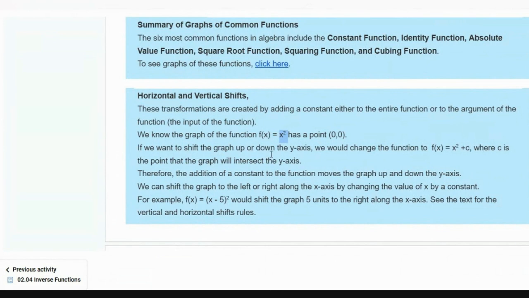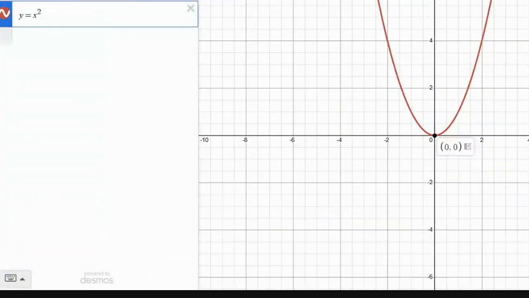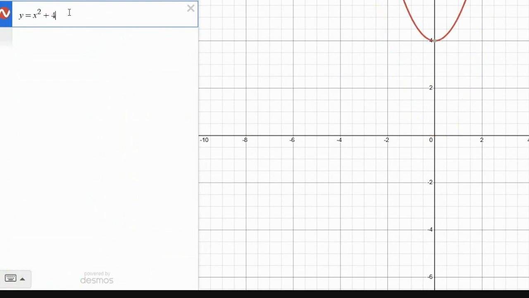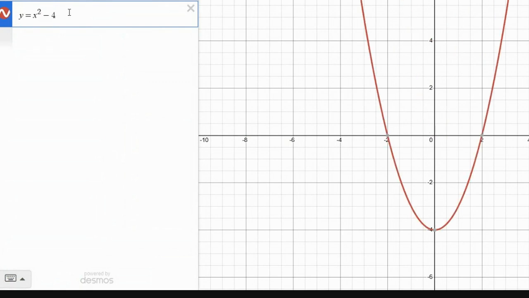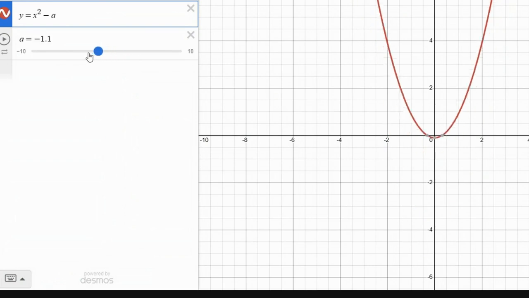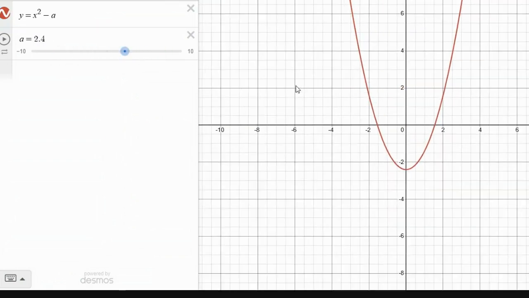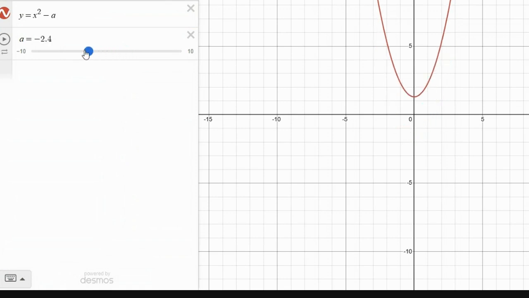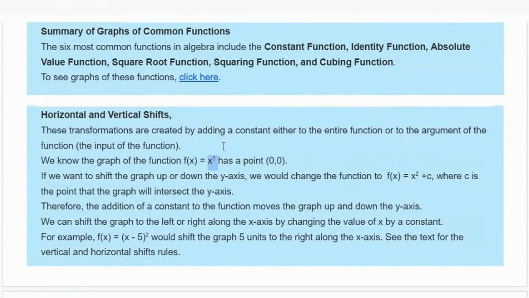If we want to shift the graph up or down, we can simply do that by adding a number to the end, plus 4 or minus 4. We can shift it up and down by adding a number. If I want to make it a variable here, just add a slider. We just go up and down on whether that's a positive or a negative number. So that's a transformation by adding a number at the end. So it's x squared plus c, where c is the point where it will cross the y-axis.